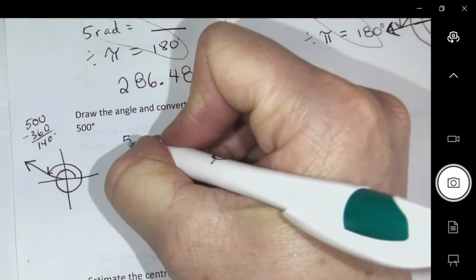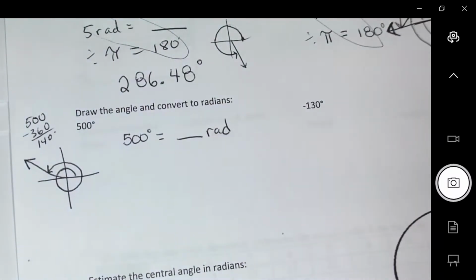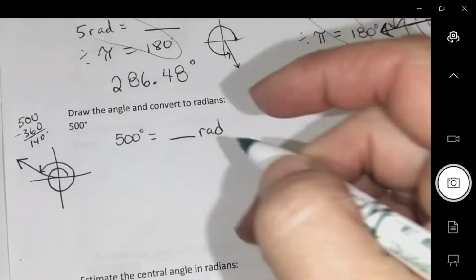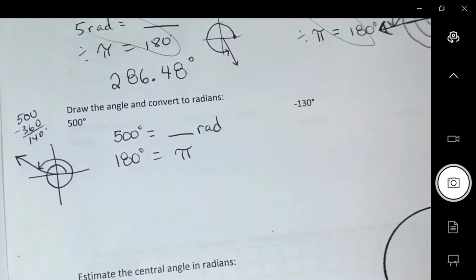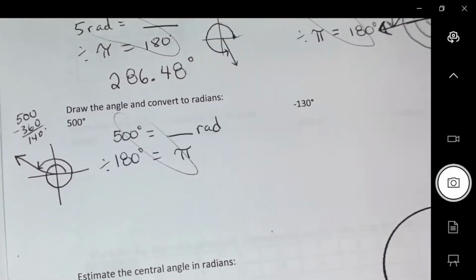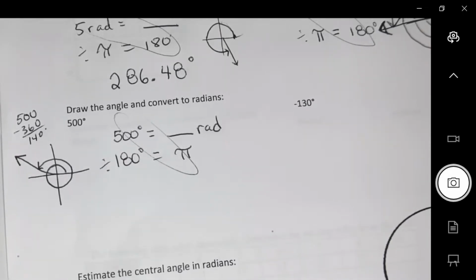Okay, 500 degrees is how many radians? And then what do you know? You know pi radians is 180 degrees, but do you see how I lined them up differently? I'm having my degrees lined up, my radians lined up. Okay, and once they're all lined up, you can figure out what to times and divide.